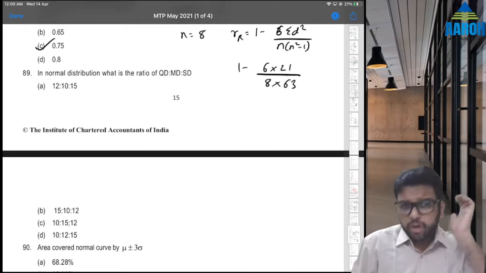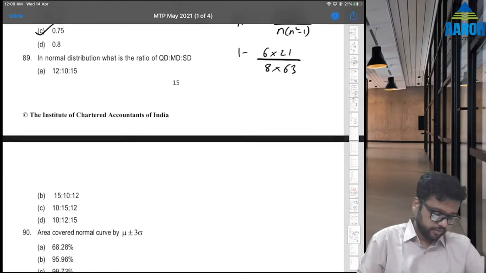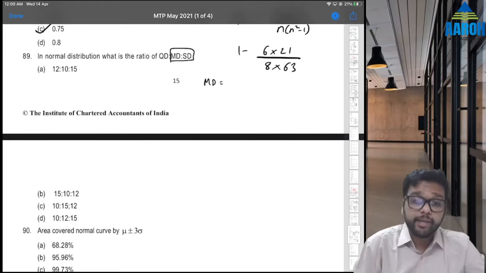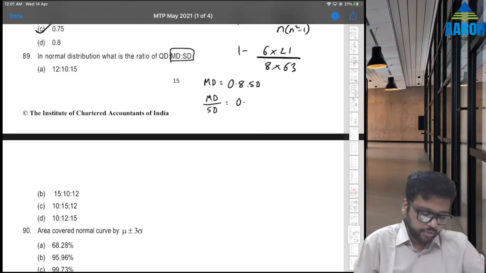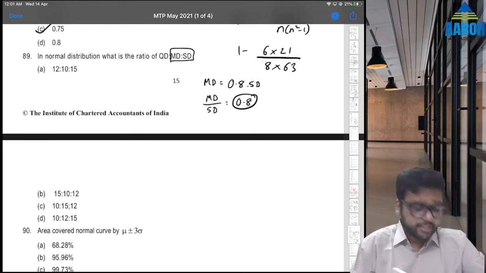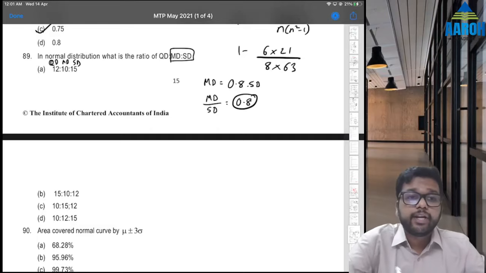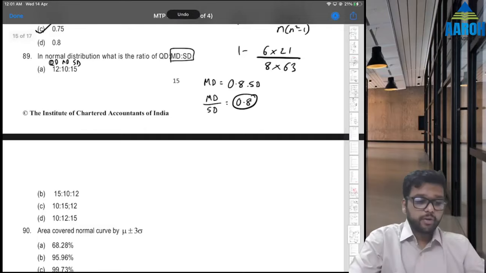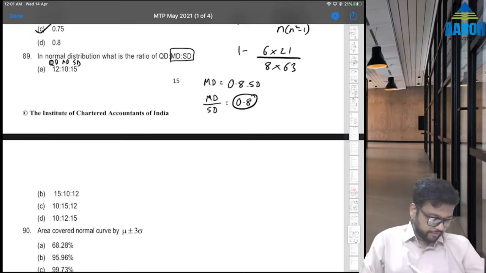Next. In a normal distribution, what is the ratio of QD, MD, SD? Now they have made some mistake in the options. Concentrate. We know that for a normal distribution, MD is approximately 0.8 SD, 0.8 sigma. That means the ratio of MD and SD, MD by SD, should be 0.8. So let's check by options. This is QD, MD, SD. MD by SD we should get as 0.8. The first option is 10 by 15, MD and SD. So not 0.8, ignore. 10 by 12, not 0.8. 15 by 12, obviously not 0.8. In option D, 12 by 15, this is 0.8.